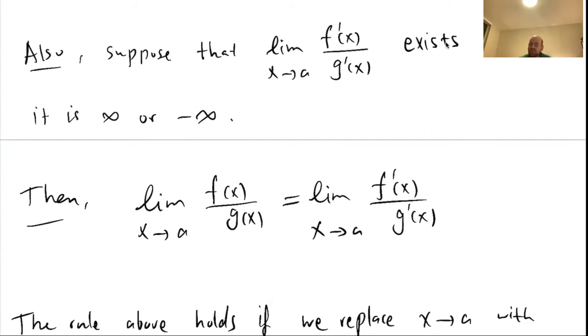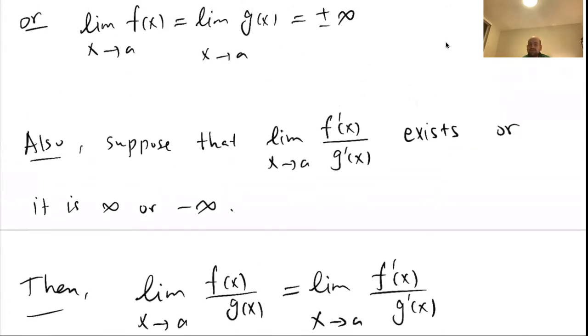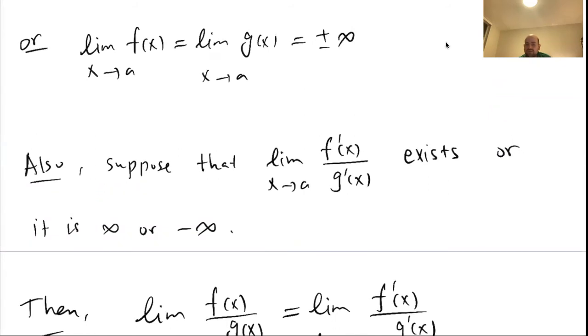It says simply: differentiate top, differentiate bottom, and then you get a new fraction. The limit of this new fraction is the same as the limit of the original fraction, as long as the limit of the new fraction exists. If the limit of the new fraction does not exist, or it is not infinity or minus infinity, then we cannot apply L'Hopital.